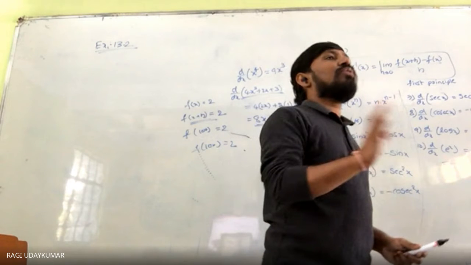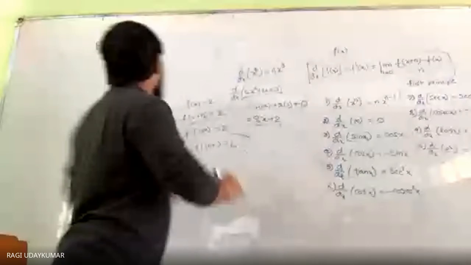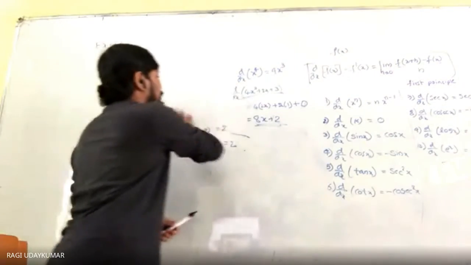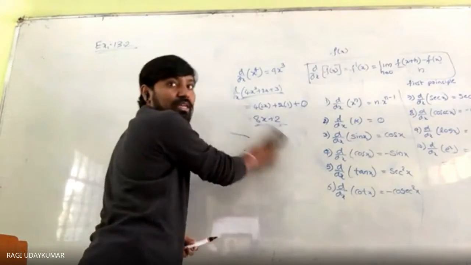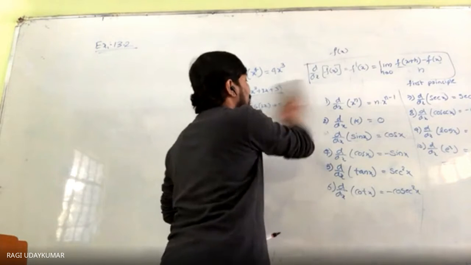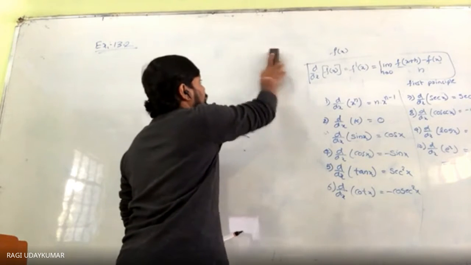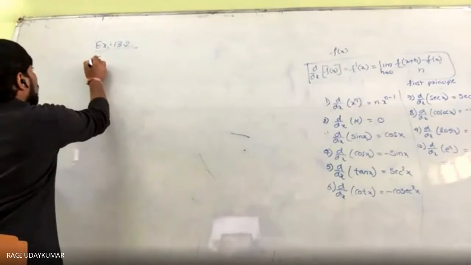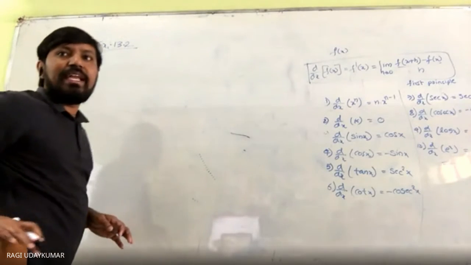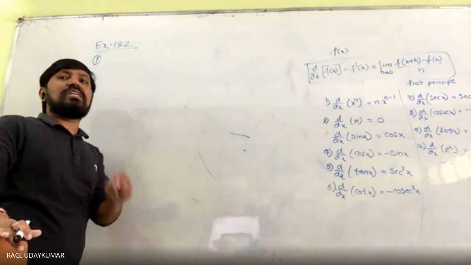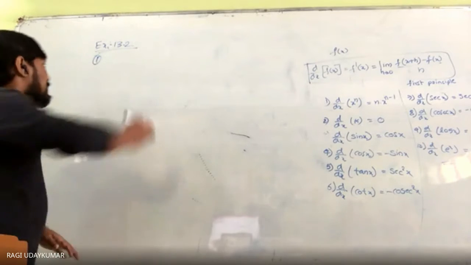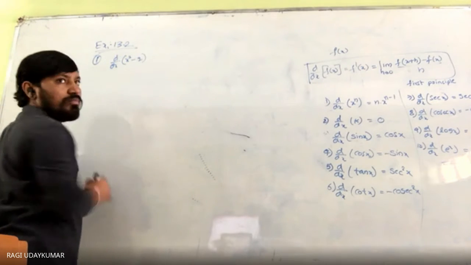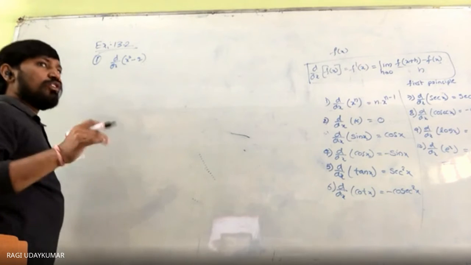Okay. Next, in exercise 13.2, let us see here. In the exercise 13.2, what can we do? Asking you to find out the derivative of x square minus 2. The first question is given derivative of x square minus 2 at x is equals to 10. So what is asking d by dx of x square minus 2 at x is equals to 10.